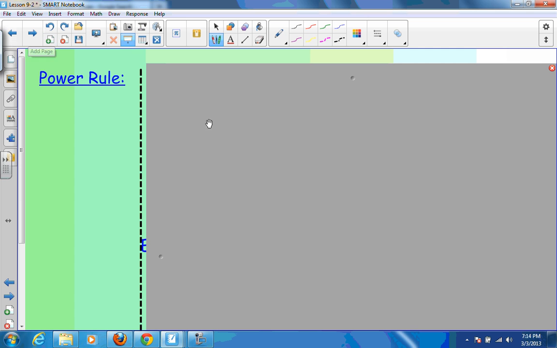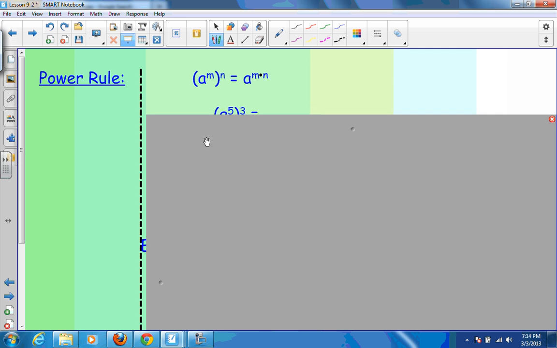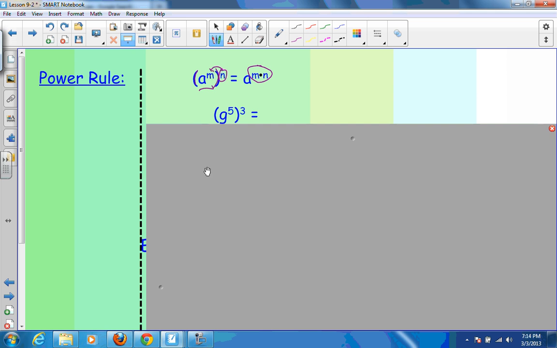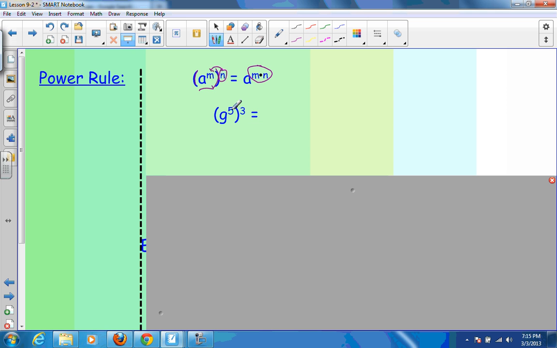Power rule. Okay, this is when we have a monomial that we are taking to a power. You're going to see parentheses just like this in a problem like this, and what you're going to do is multiply the exponents together. So you're going to keep the base the same. Base is still going to say a, and you're going to multiply the exponents. So let's look at an example. Here, I'm going to take 5 and 13 and multiply them together to get g to the 15th power.